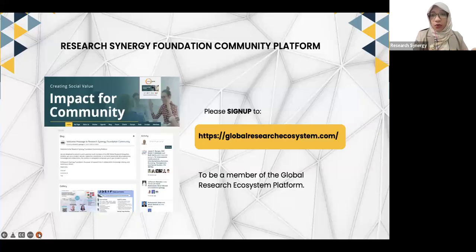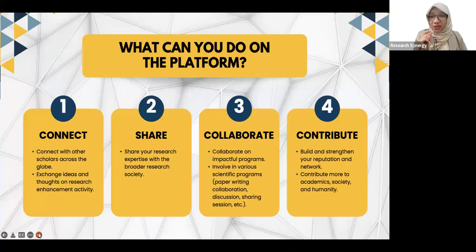And actually what you can do on this platform, and what is the relation with the importance of research in the community and society, right? So what you can do on the platform is at least 4 points, but actually you can do more. It really depends on how you will use these platforms. First, you can connect with scholars across the globe, not only from 1 or 2 or 3 countries, even more than that. So feel free to explore. And you can also exchange ideas and thoughts on research enhancement activities. This one is really crucial if you want to leverage more of your impact.